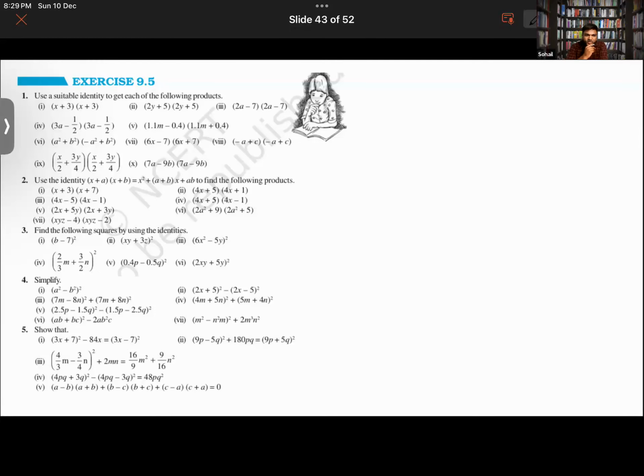So exercise 9.5. In these questions, you have to use the suitable identities and solve the given questions. Can I also join that class for extra revision? Yes, you can also join that. Okay, I will ask the counselor to share the link with you. So this was all there in the chapter. In the next class, you guys have a look at these questions.